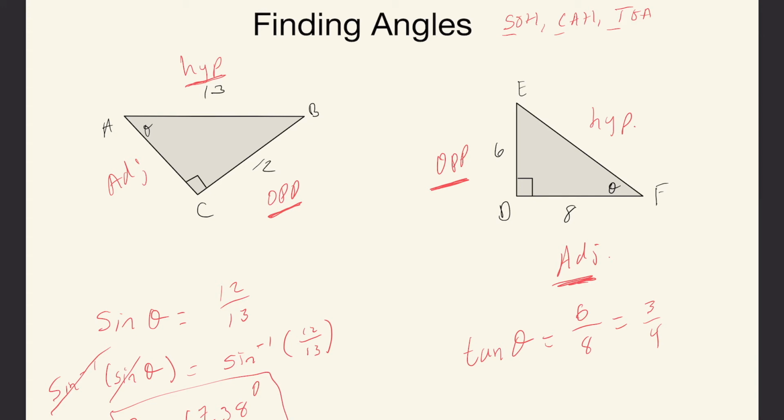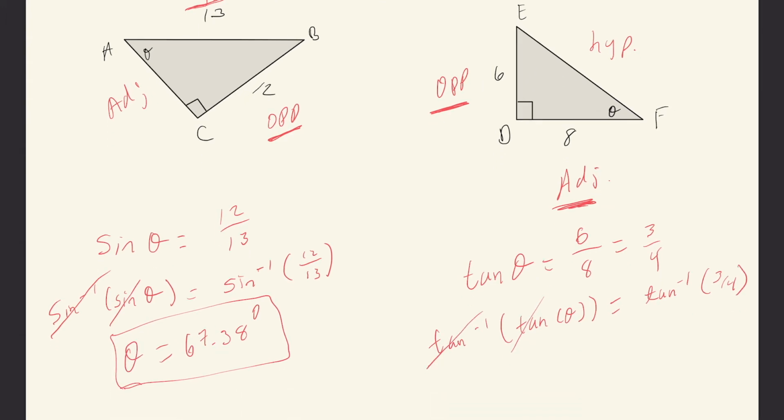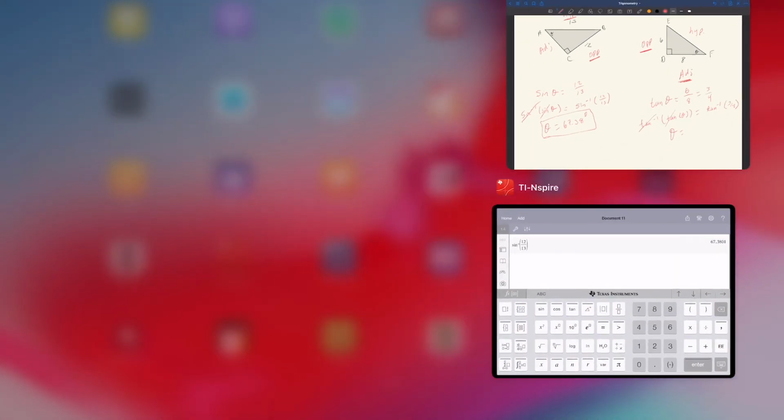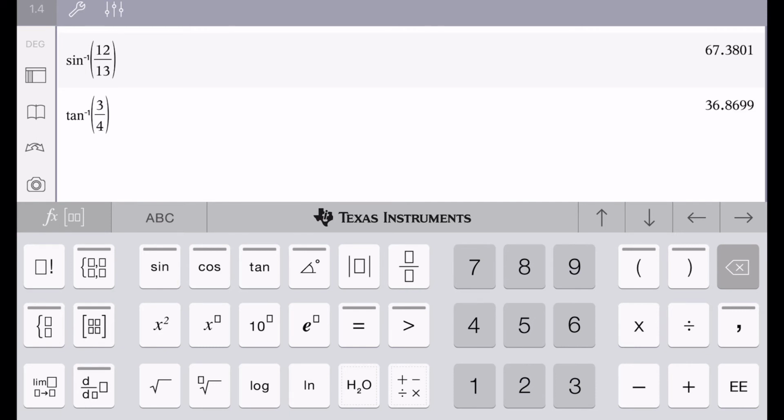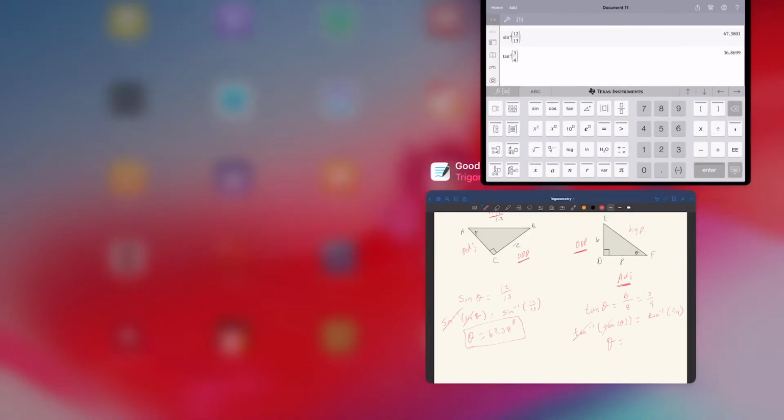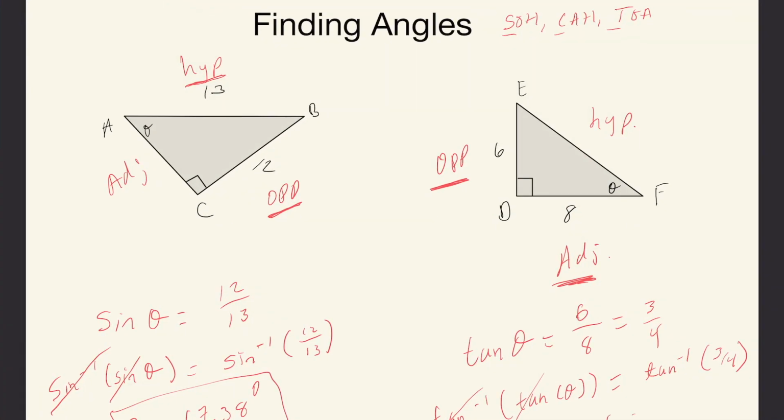Again, to get rid of the tangent, we have to do the inverse tangent on both sides. So inverse tangent of tangent theta equals inverse tangent of 3 over 4. The inverse tangent and the tangent cancel out, leaving you with theta equals inverse tangent of 3 over 4. So I'm going to come here, inverse tangent of 3 divided by 4, press enter. I know that my angle is around 36.87 degrees. And again, don't forget your degree sign, because we are talking about an angle measurement. That will be my answer.